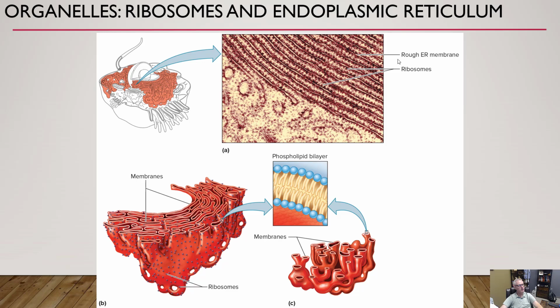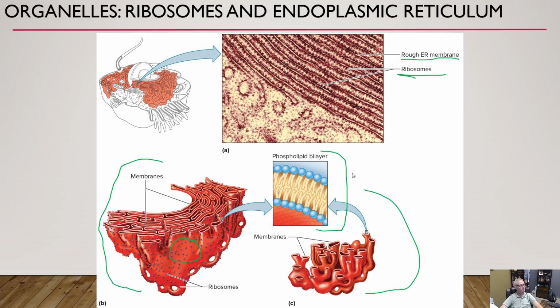All right, so here is the structure of the smooth and rough endoplasmic reticulum. Here you can see the rough endoplasmic reticulum. You can see the ribosomes on there. Here is the smooth endoplasmic reticulum. Here's the rough endoplasmic reticulum. You can see all the purple dots on there. They both have a phospholipid bilayer. Remember, ribosomes do not have a membrane.